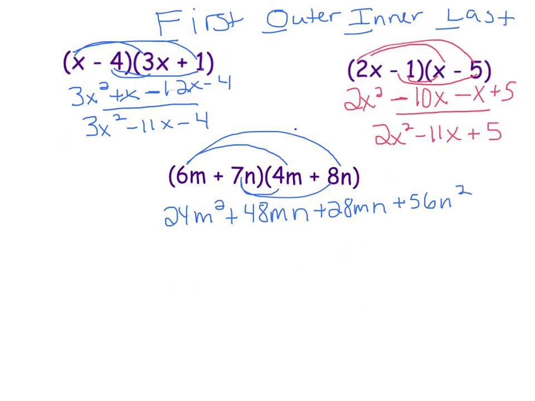And now we find our middle terms. Even if you had written one of them as nm, they still are the same variable, so we can add them together. So we have 24m squared plus 48 plus 28, 16, carry the 1, so 76mn plus 56n squared. And this is in standard form again because we go alphabetical first and then by exponents. So m before n, but here this is a squared, so it comes before the m here. First, outer, inner, last.